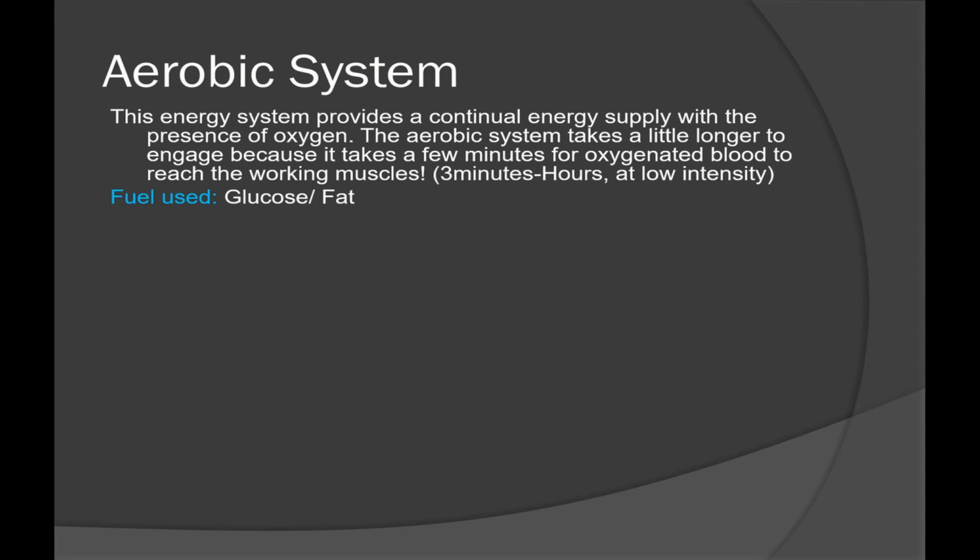Generally, at around 25% of our VO2 max, so this is at relative walking pace, we're using about 85% fat in order to fuel that exercise. However, as intensity increases, for example, if we go into a jog or a run, then we're using about 50-50. So 50% of the fuel that we resynthesize ATP with in the presence of oxygen will be from glucose and 50% from fat.